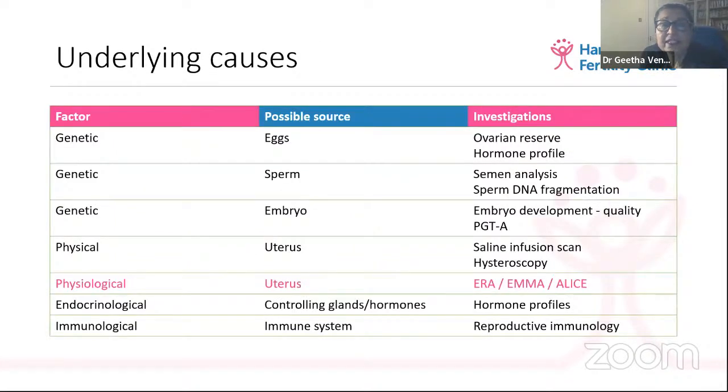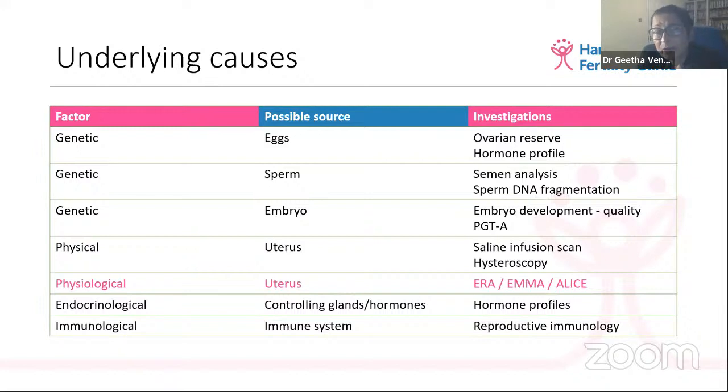Right. So if this slide is a busy one, you can see, however, it gives a clear picture of all the underlying causes where things could go wrong. And now you look at it, so possible source is the egg. What are the things that can go wrong with the egg? This could be some genetic causes.